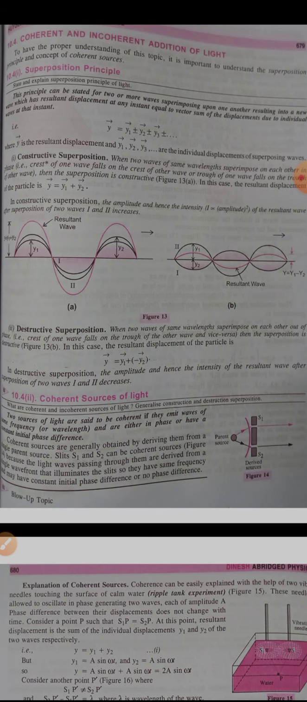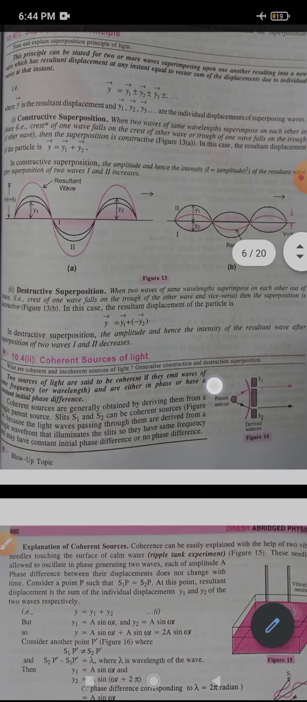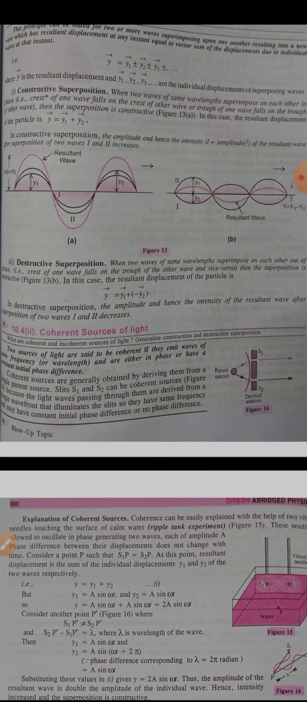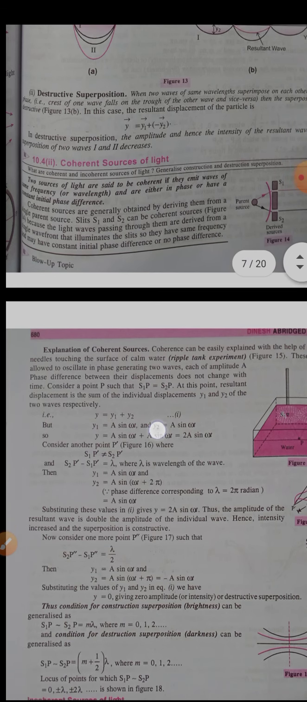That is, y1 has one amplitude and y2 has a different amplitude, but whatever the resultant will be, it is the difference between those two. We can write y is equal to y1 plus minus y2, because they are superimposing out of phase. That's why we get a destructive superposition. In this case the resultant wave will show a decrease in the amplitude or intensity.